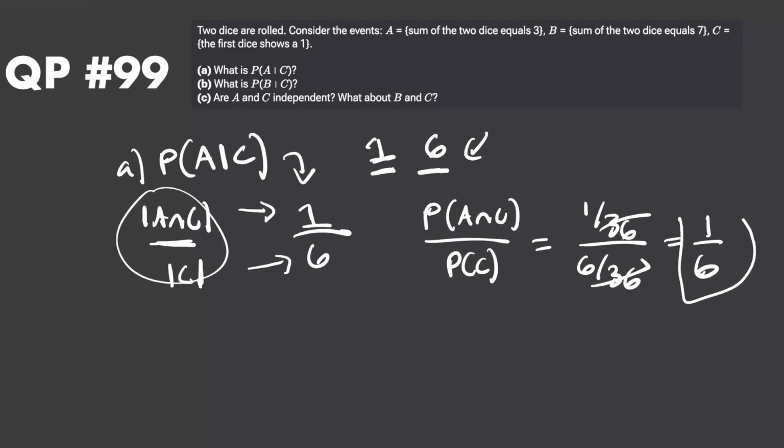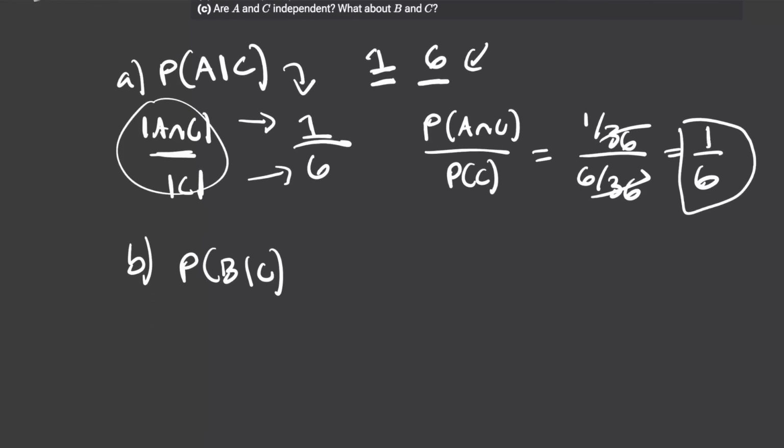Alright, so now let's move on to part B, asking us what is the probability of B given C? So event B is just that the sum of the dice equals 7, so we're going to do pretty much the same thing. So again, when we restrict our sample space to C, we make the first dice 1, well then the second dice has 6 options, so again 6 total options. Of those, one of them makes the sum to 7, and that's when this dice is actually a 6, so 1 out of 6 again.